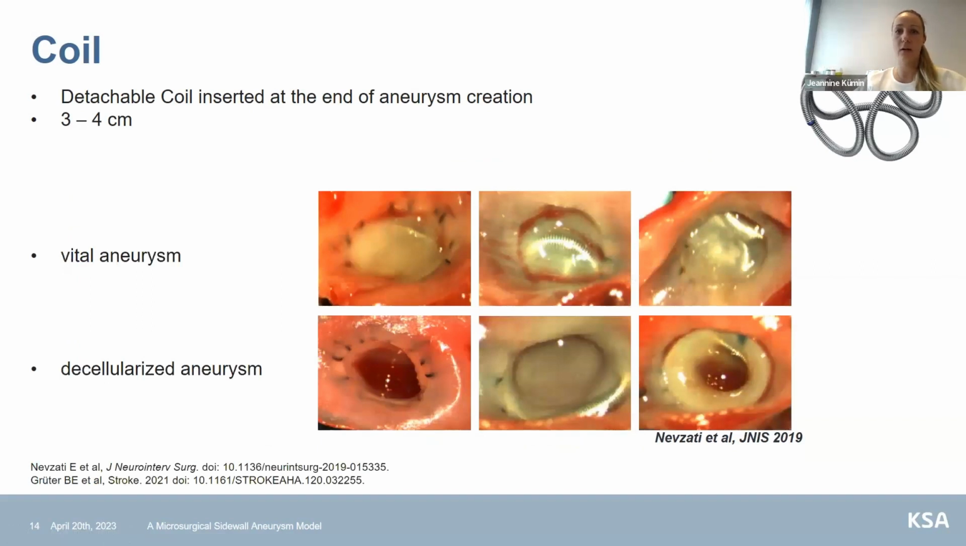When we look at the results, we see that in vital aneurysms, there was quite a good healing rate with complete coverage of the aneurysm dome and the coil with a neointima, whereas in the decellularized group, we had not a really good neointima formation with a rather high rate of recanalizations.